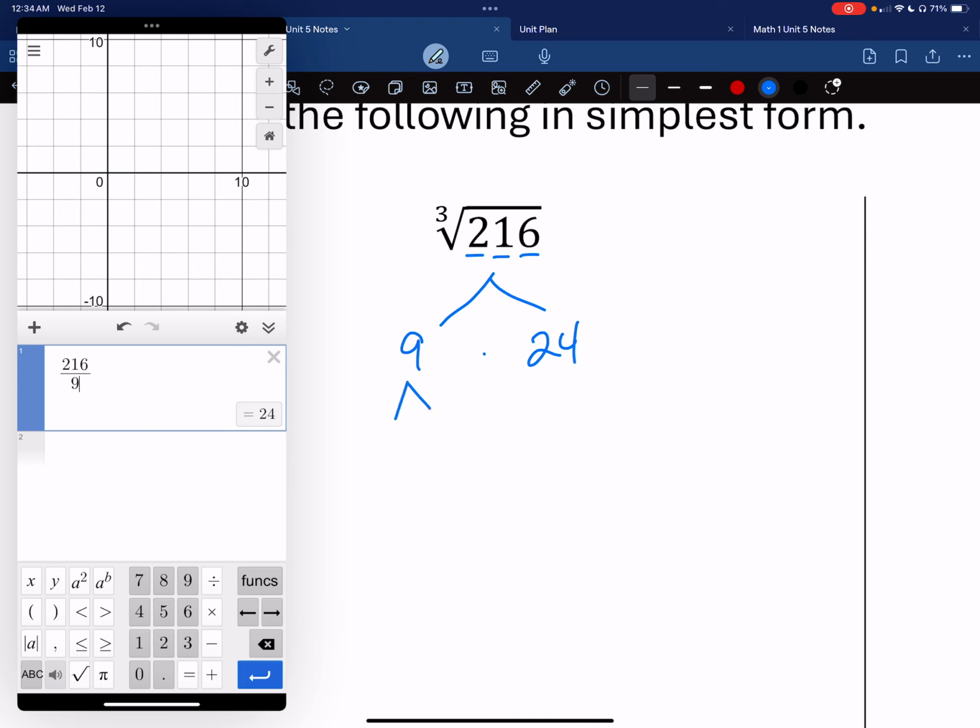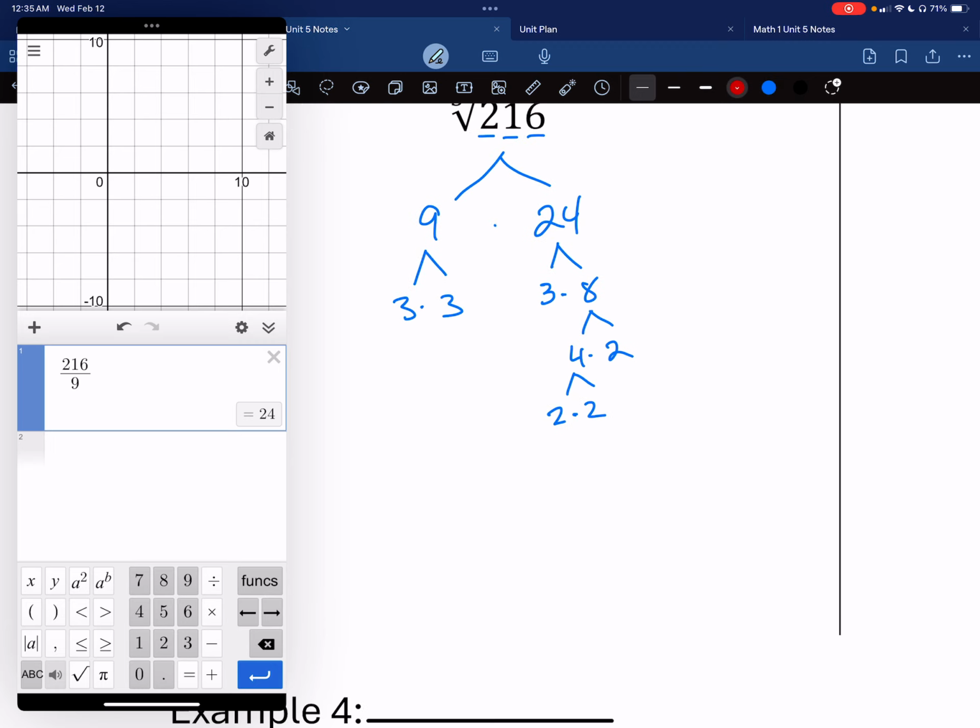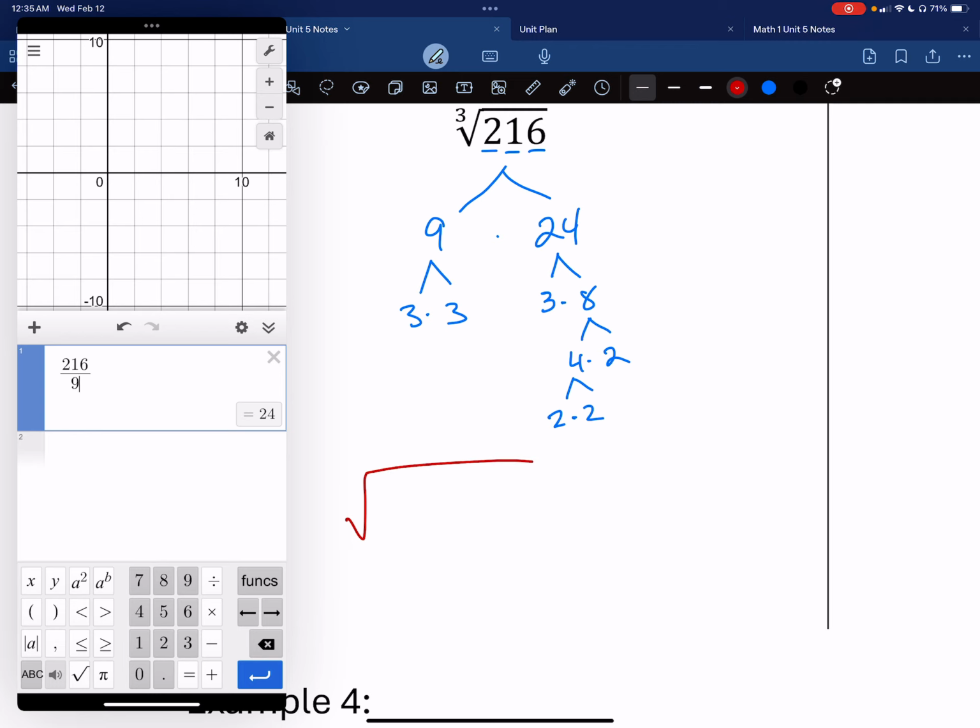9 is just 3 times 3. And I can rewrite 24 as a couple different options. We can say 3 times 8, or 4 times 6. I'm going to go with 3 times 8, because now I know I can pull out a 3 at the very least. 3 is a prime number, but we can keep going with 8. That's 4 times 2, and 4 is 2 times 2. So another way to write this, I'm just going to bring this down lower, is the cube root of 1, 2, 3 twos and 1, 2, 3 threes.